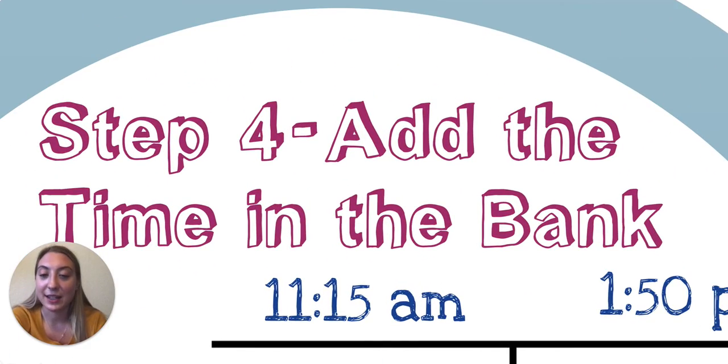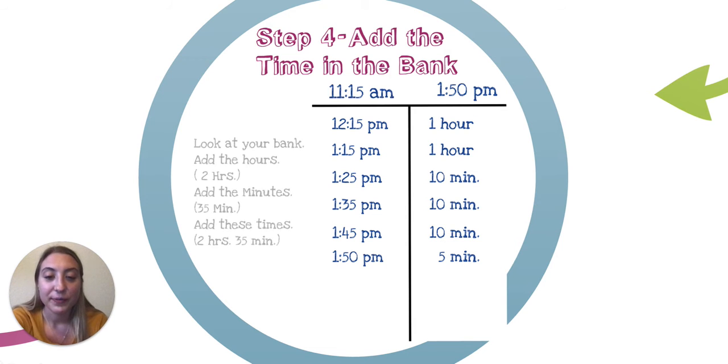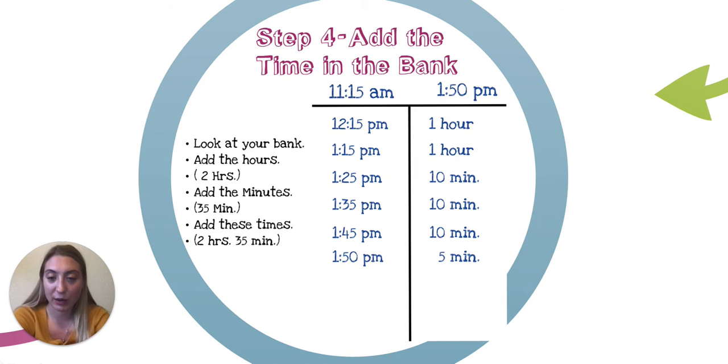So let's add the time in the bank. We have our 1 hour plus 1 hour, so that's 2 hours, and then our 10, 20, 30, 35 minutes. So I see my 2 hours, my 35 minutes, and that gives me a total of 2 hours and 35 minutes. And if you need to, remember, you can use your paper and add it out. So my minutes gives me a total of 35.